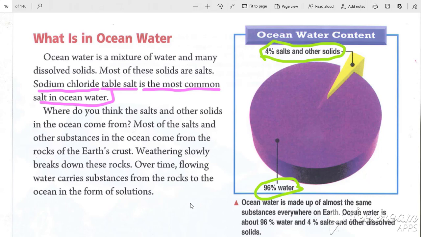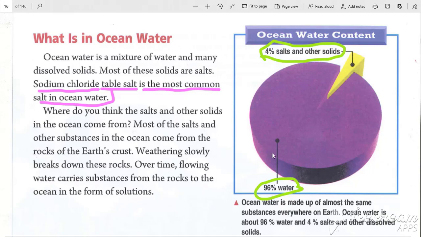Today we will go to a new subject. We will review a new subject about ocean movements. Before that, let me remind you what we studied in the previous lesson. In the previous lesson we studied what is in ocean water.